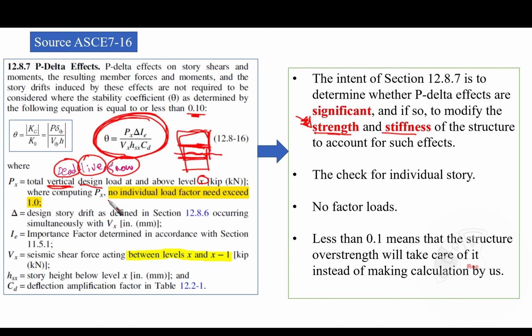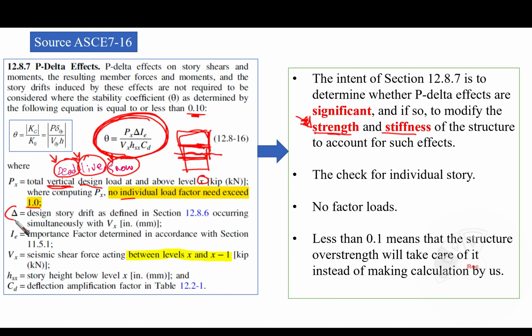Where computing Px, no individual load factor need exceed 1. Here it means that we are not using factored loads. We are using service loads, okay? Because it's like the check for the drift or the serviceability. No need for the augmentation, no need for increasing or using load factors. We are not designing here. It's totally different. In the design, yes, we are going to increase the loads by factoring them by values higher than 1. But here, no individual load factor need exceed 1. We are going to use dead load with live load and snow load, the actual loads, okay?